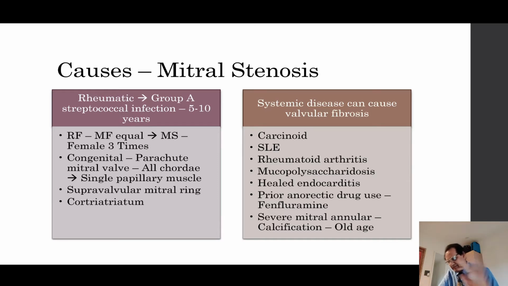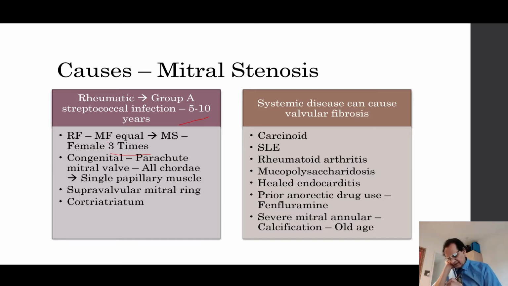The cause is rheumatic fever, and the incidence is equal in males and females, my dear. It's very clearly mentioned. The incidence of rheumatic fever is equal, but mitral stenosis is three times more common in females. Rheumatic fever is the sequela of group A streptococcal infection. It takes 5 to 10 years. In India, we observe the patients quite early, earlier than 5 to 10 years.